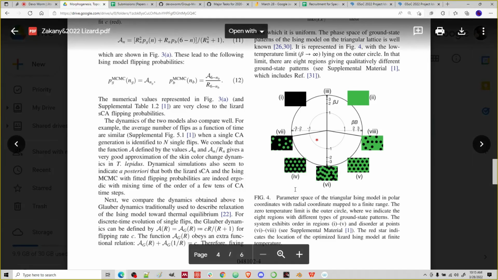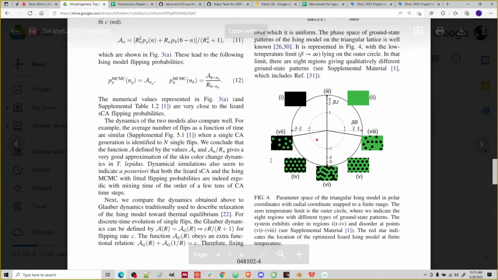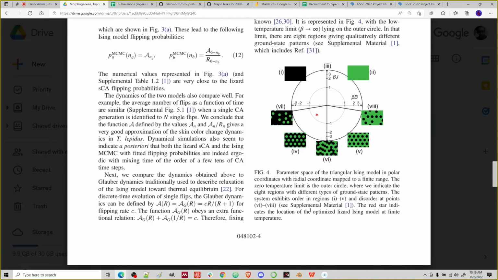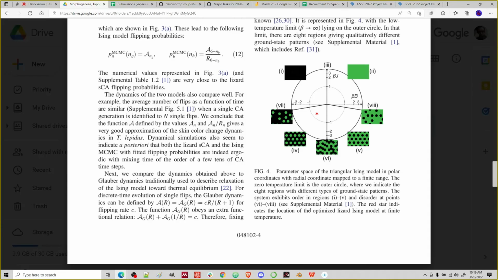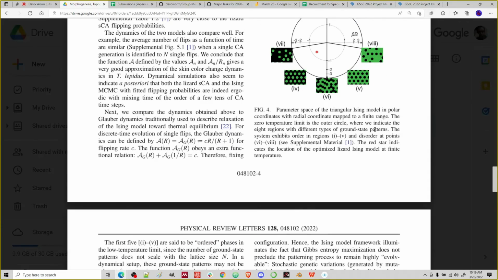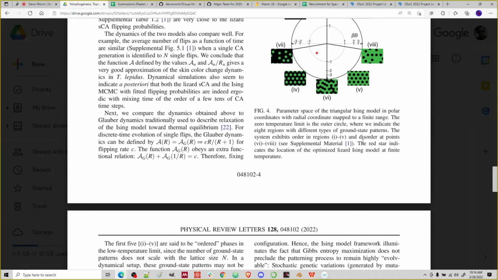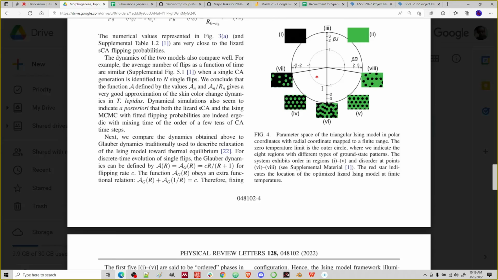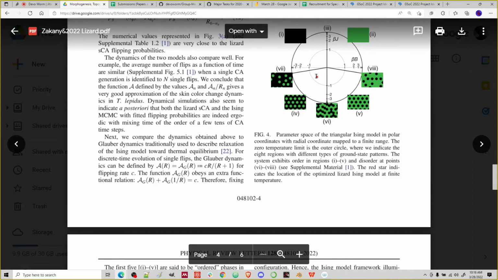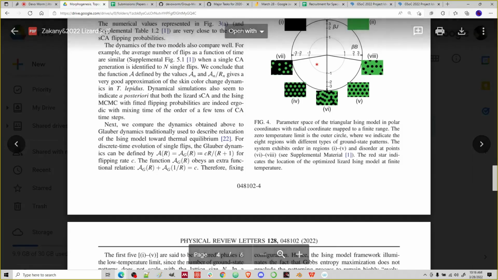And so they plot this out on a radial map so that they can show some of these. This is something, I think, with respect to the Ising model and the temperature, the Ising model being a rough approximation of a physical system. So that's why they use that kind of an analysis. So the red star indicates the location of the optimized lizard Ising model at finite temperature. So you can see here that this is where the optimal model is.